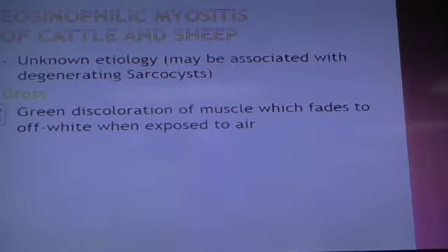For cattle and sheep, they don't know the etiology. They believe it's associated with a parasite. So most likely it's associated with a dead or dying sarcocyst. And the interesting thing about it is when you look at the muscle, it has a green discoloration. Whenever you have an eosinophilic inflammation or eosinophilic reaction, it causes tissue to turn a green color. Obviously, you have to be careful, because when we have degeneration of the muscle, sometimes you do get a green coloration with some of it versus an eosinophilic myositis.